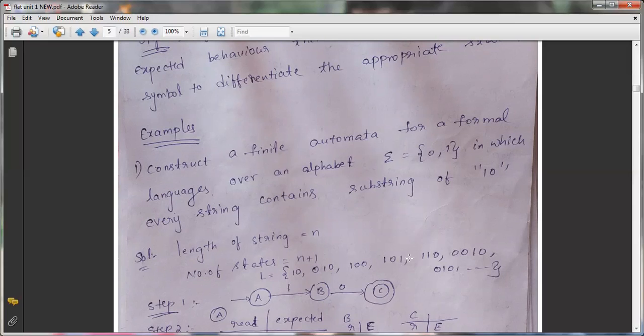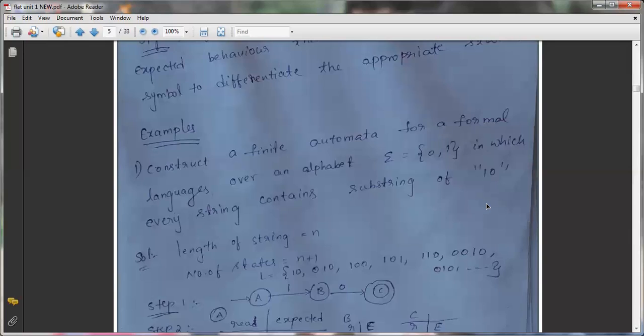What is the length of the string? It is n. The number of states is n plus 1. If the length of the string is n, we can get the number of states as n plus 1 here. So what is the length of the string in the example I have taken here?